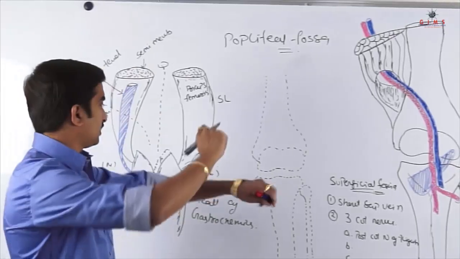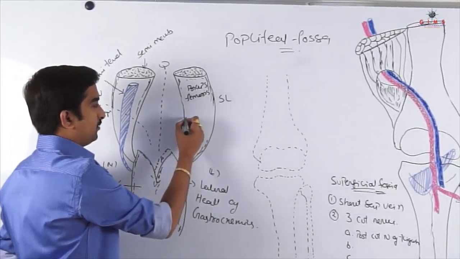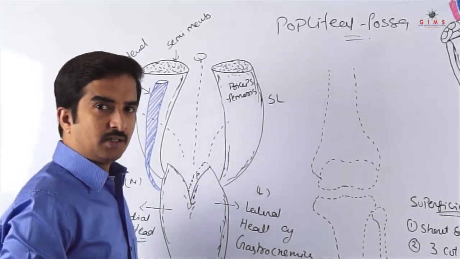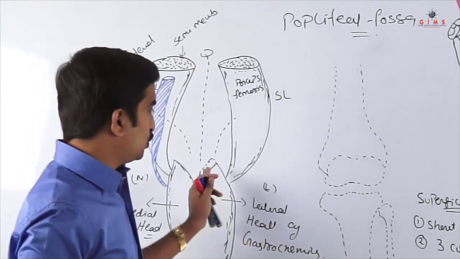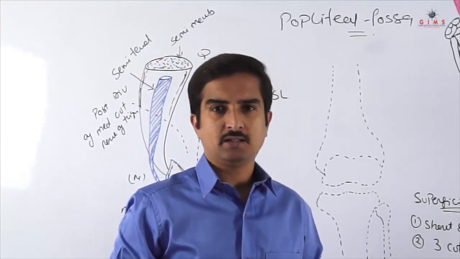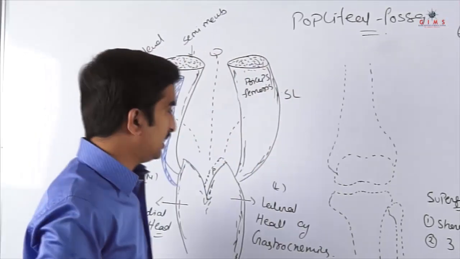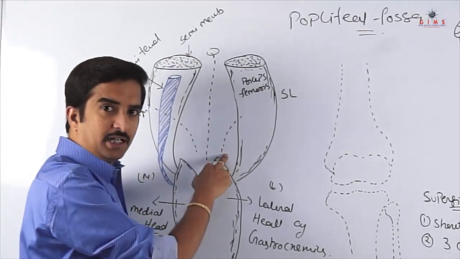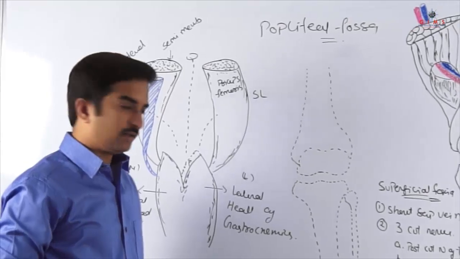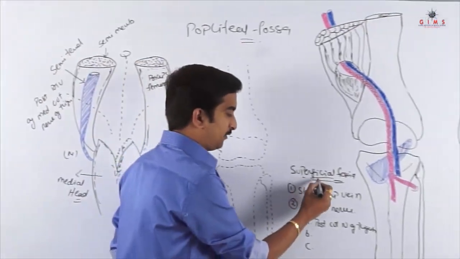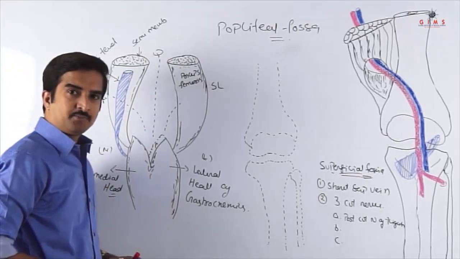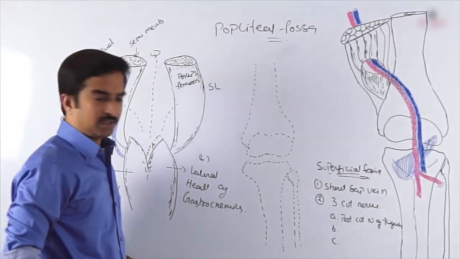Next, the other nerve which is seen towards the lateral aspect is called the sural nerve or peroneal communicating nerve. So these are the three cutaneous nerves which are present in the superficial fascia, which forms the roof of the popliteal fossa. What are they?